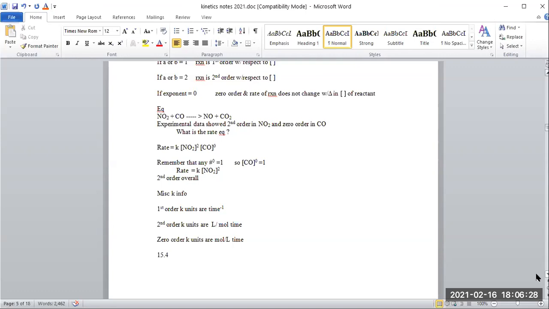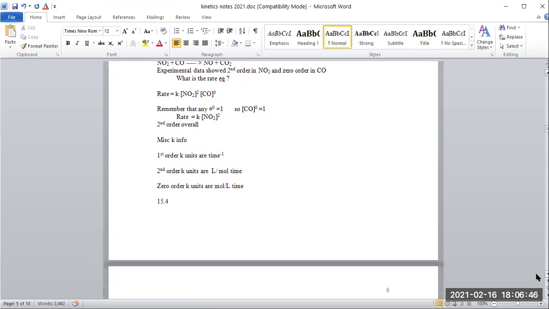It also means that my reaction is second order in NO2, but it's also second order overall, because there is no other contributing factor to this.